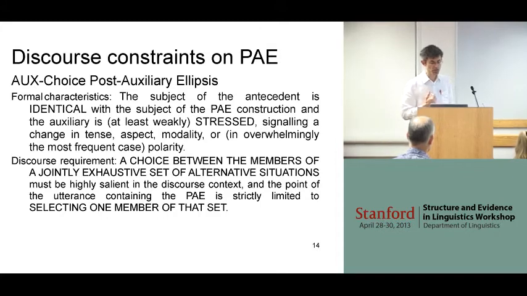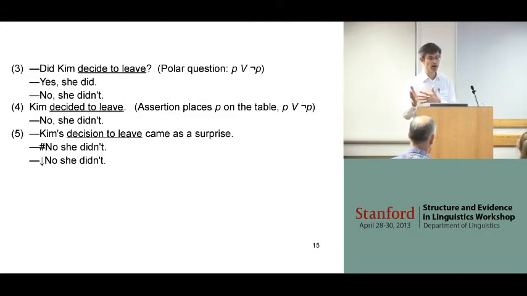And there's a discourse condition on this we propose, which is that a choice between the members of a jointly exhaustive set of alternative situations must be highly salient in the discourse context, and the point of the utterance containing the post-auxiliary ellipsis must be strictly limited to selecting one member of the set. So that's a mouthful, but let me illustrate it. Did Kim decide to leave? A yes-no question makes salient an alternative between P and not P, and that makes it felicitous to say yes she did or no she didn't.